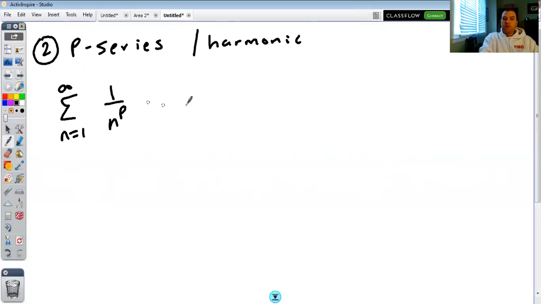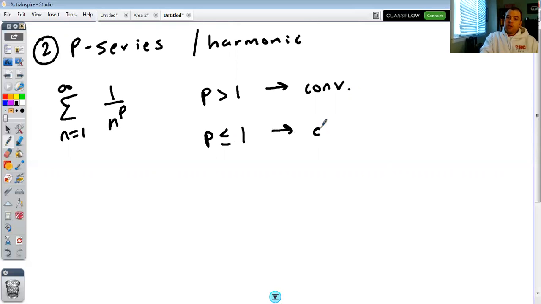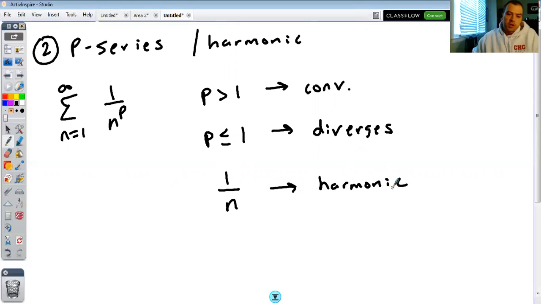P series. This is a P series, and we know that a P series converges when p is greater than 1. And if p is less than or equal to 1, we know that a P series diverges. And remember that when p is 1, so 1 over n, this is also referred to as the harmonic series. So that's a very simple test. And if it shows up, it's a quick check for converge or diverge, no comparison this year. So really, we're sticking to the basics.